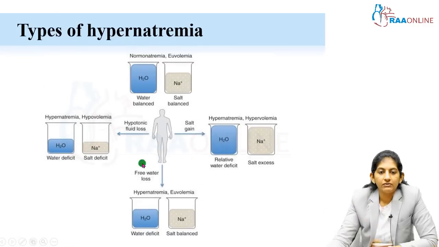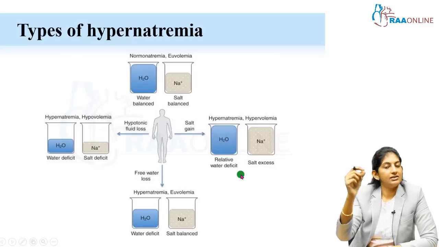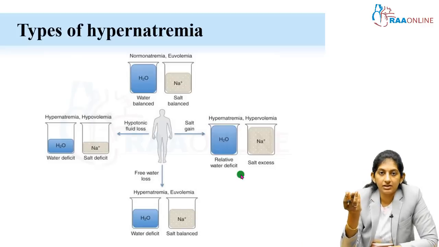So, the figure over here will tell you, okay, this is a euvolemic state and normonatremia. So, sodium is normal, volume is normal. So, this is the water balanced and salt balanced state. Okay. Now, come to hypervolemia and hypernatremia. Very simple, both will be excess. So, salt is excess, volume is also excess. Relative water deficit is there. When salt is excess, that much water will not be increased in the body. So, some amount of diuresis will definitely take place. That's why they have written relative water deficit.